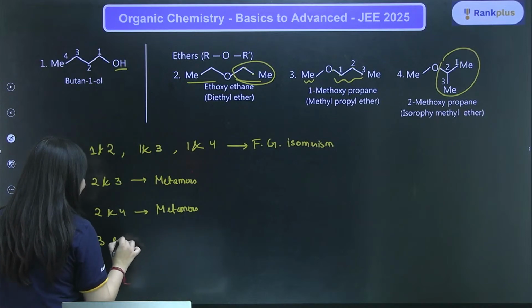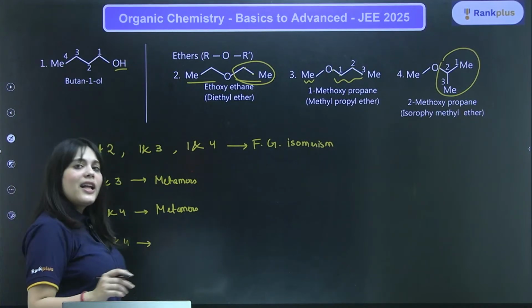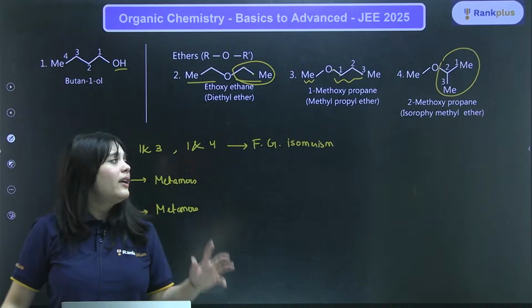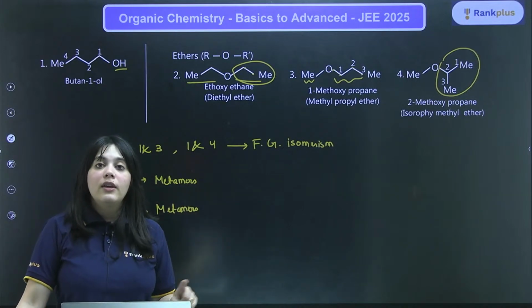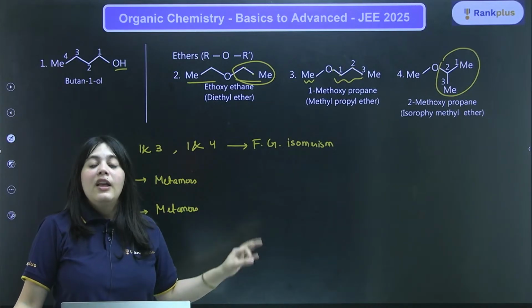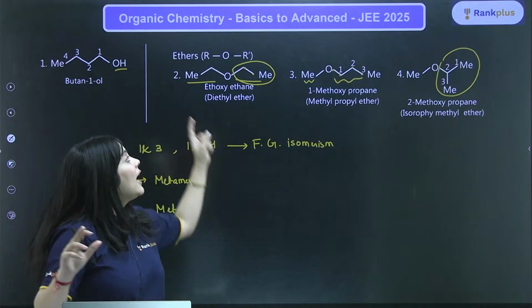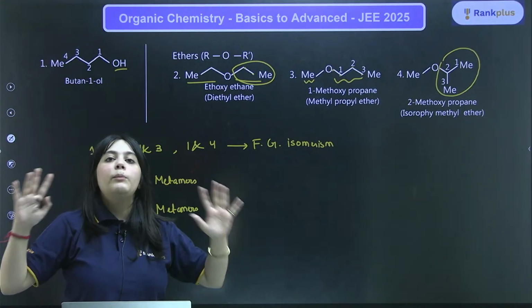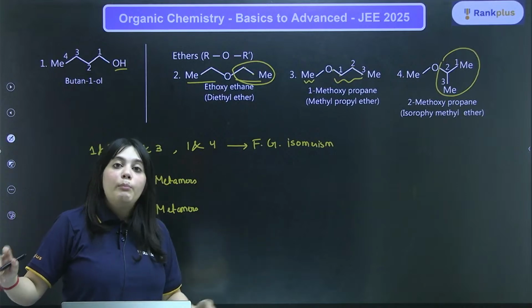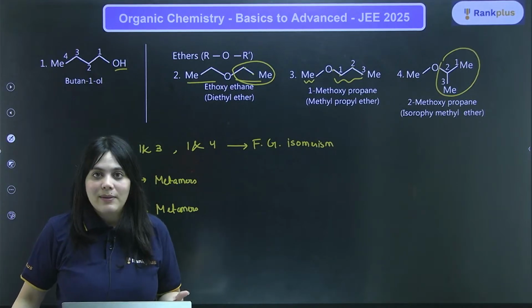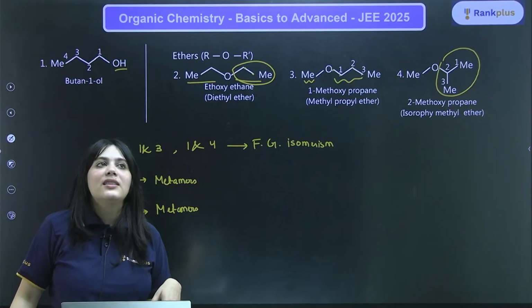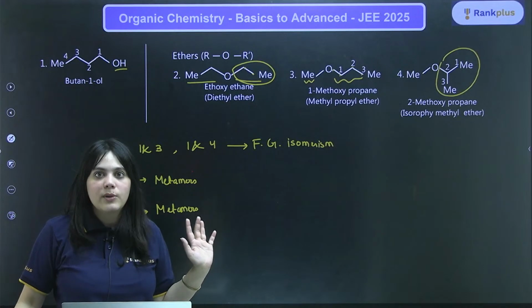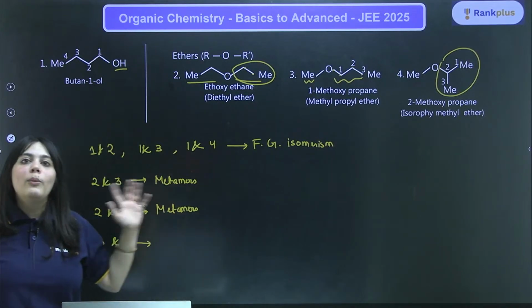Between 3 and 4, what is happening? Even if you are making a mistake over here, right now just understand, whenever the chain length is changing around the heteroatom, they will definitely be metamers. No other possibility is there. But whenever there is no heteroatom present, in that case we see whether it is a chain isomer or a position isomer. Here it is metamer, no matter what.